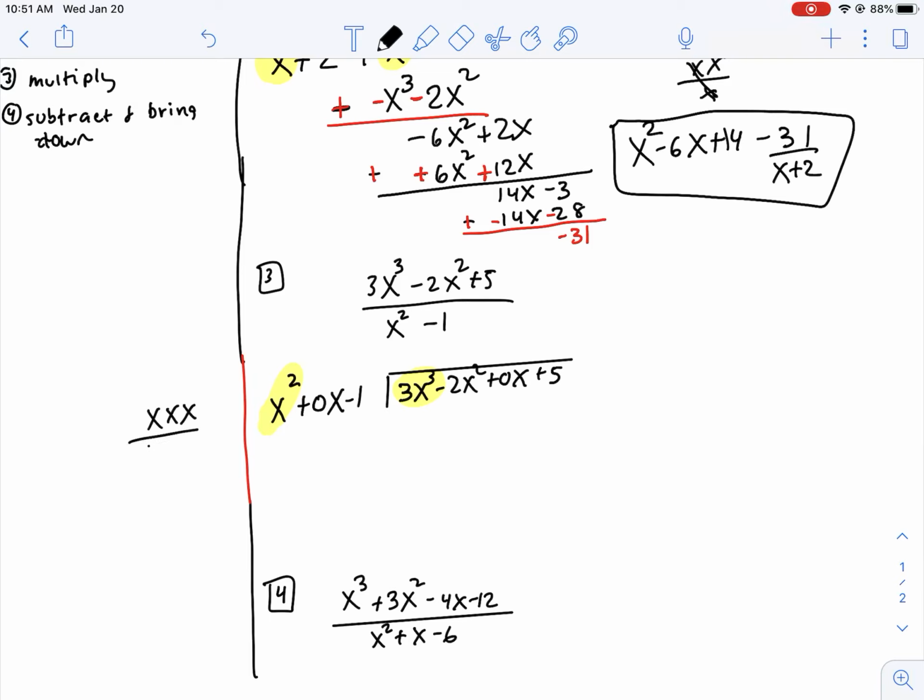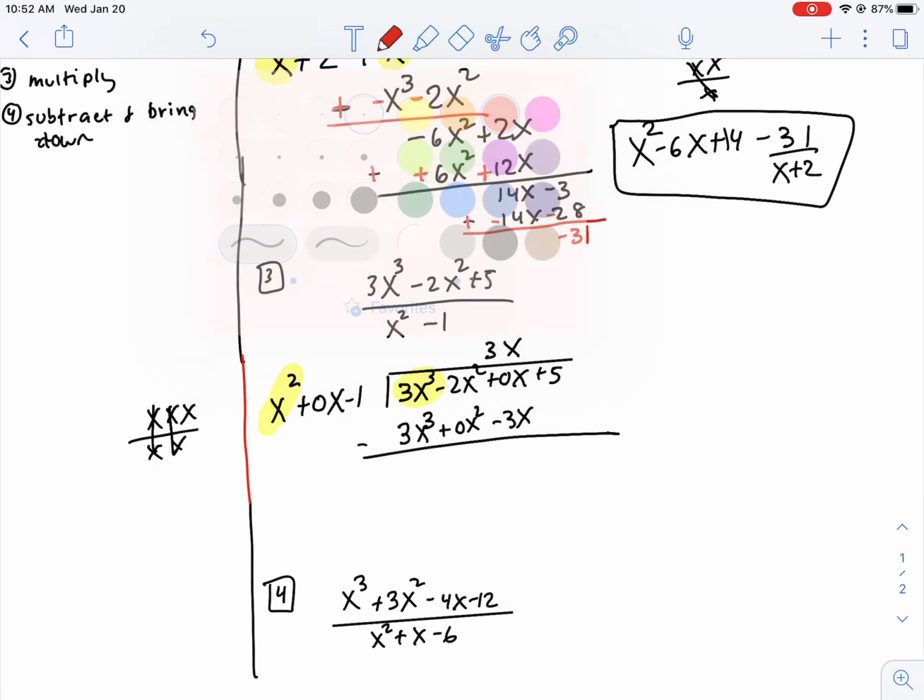So you have x cubed over x squared, which will go x times. And we're also going to need 3. So 3 times x squared is 3x cubed plus 0x squared minus 3x. And again, we're going to add the opposite to all the terms. So negative, negative, positive. So this will become negative 2x squared plus 3x plus 5.